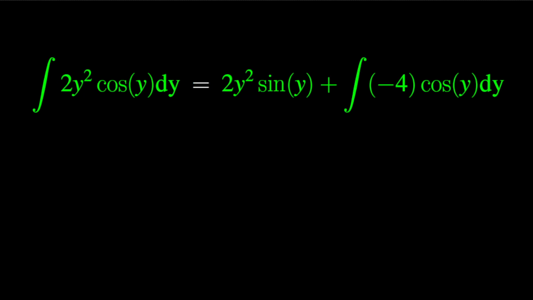Now we have to aggregate the results of these repeated applications of integration by parts to get the final value of the antiderivative of 2y squared times cosine of y. The first integration by parts gave the following result. So, the integral of 2y squared times cosine of y dy is equal to 2y squared times sine of y, plus the integral of minus 4 times cosine of y dy.